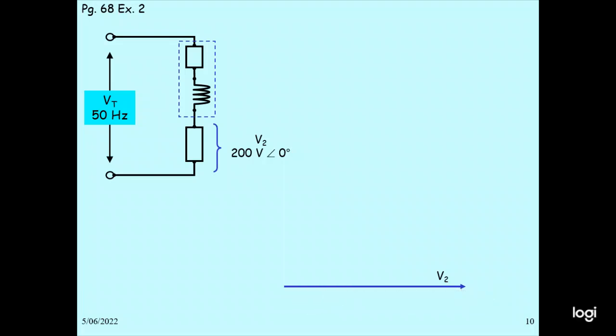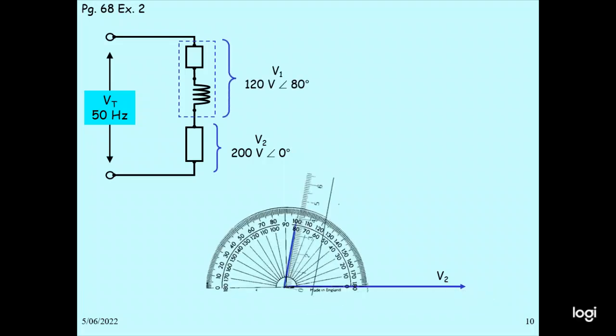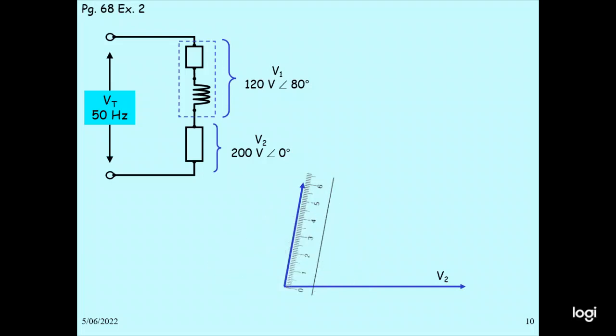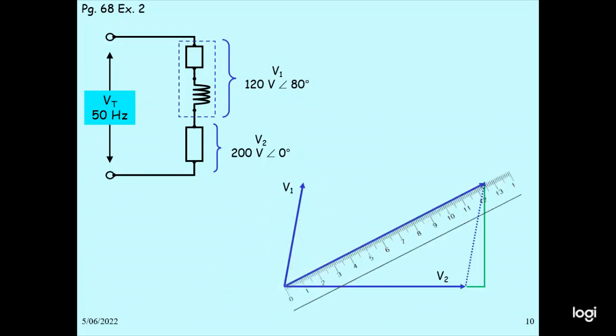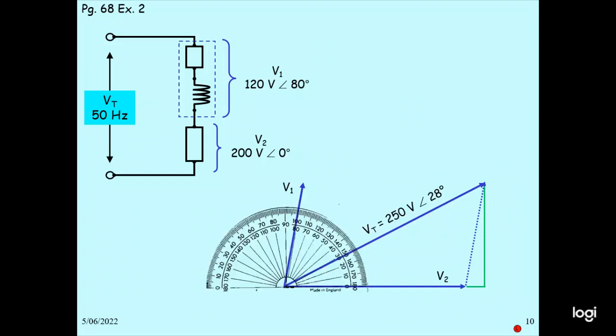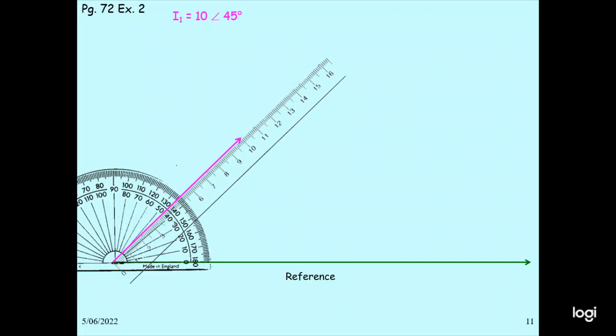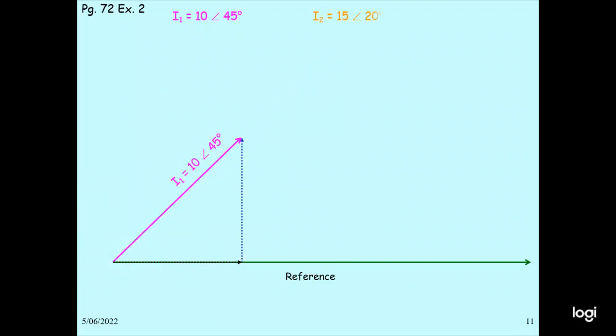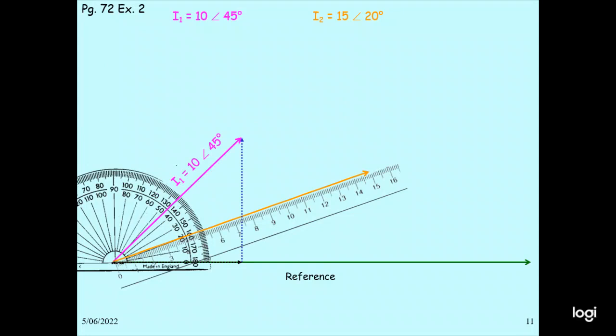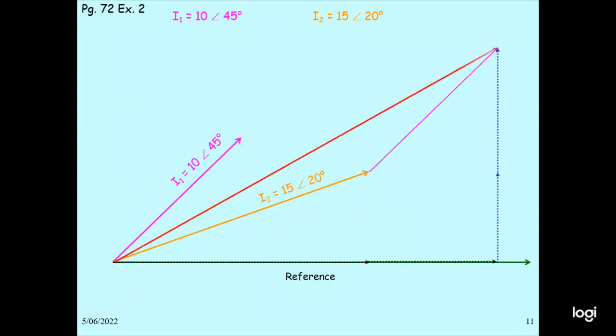V2 is 120 volt angle 80. So we add the V1 and V2. Then we draw the parallelogram and we measure the diagonal. So that will be the magnitude value: 250 volt angle minus 28 degree. Next, I1 is 10 angle 45 degree, and I2 is 50 angle 20 degree. Then we draw the parallelogram and measure the total diagonal. So that will be the total magnitude 24.5 angle 30 degree.